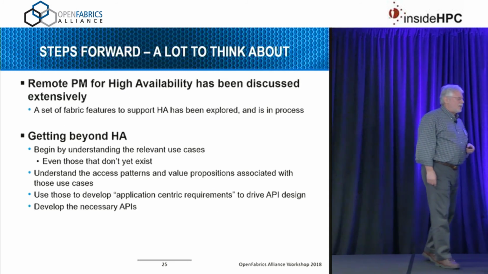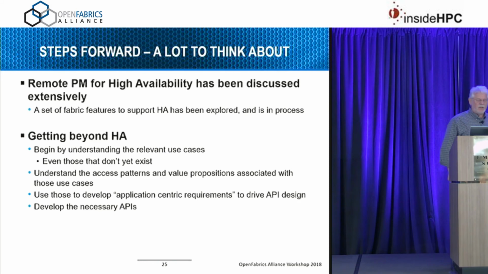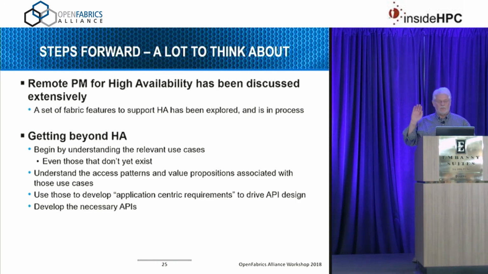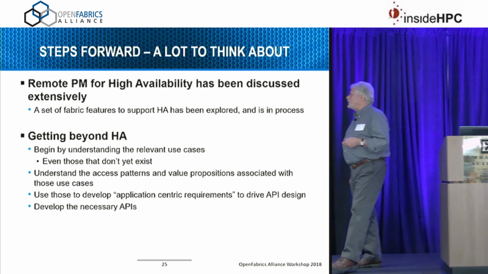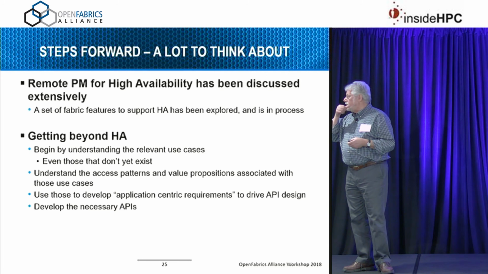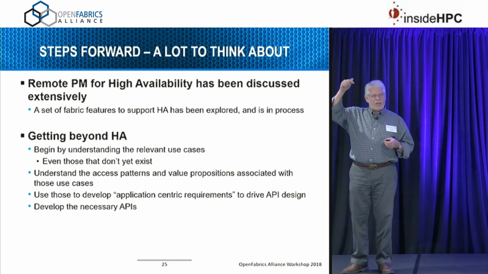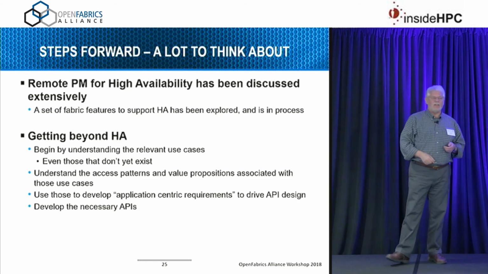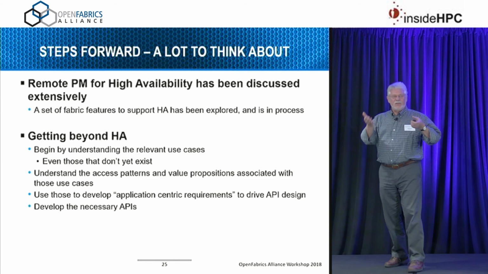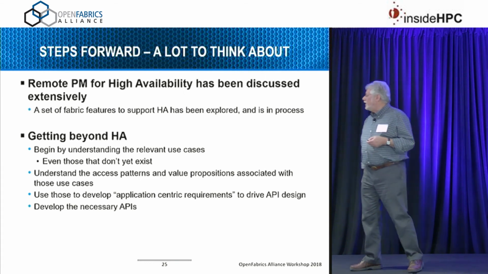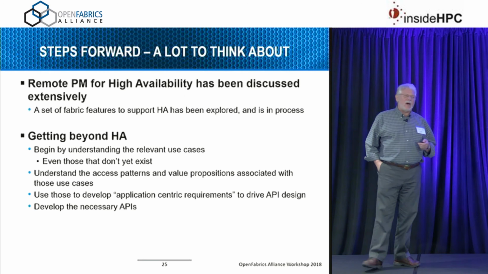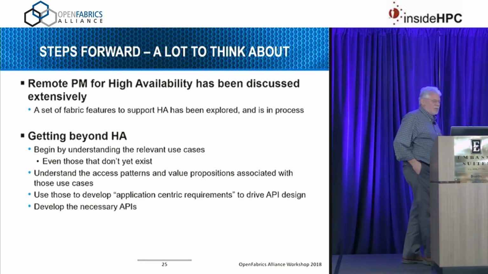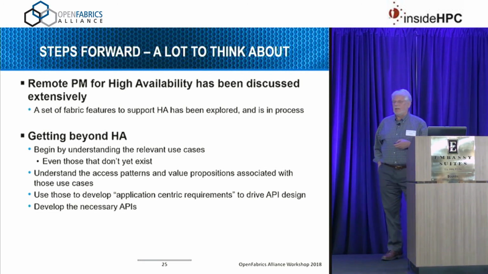Steps forward, there's a lot to think about here. So remote PM for high availability has already been discussed pretty extensively. That's well on its way. But we need to get beyond just talking about the HA use case. So I'm suggesting that we begin by understanding the relevant use cases. This is, again, the mantra, application-centric, drive it from the application down. Even though those use cases don't yet exist. We're going to make them up as we go along. There's that chicken and egg thing going on here. Understand the access patterns that come about because of those use cases and the value propositions associated with them, and then develop the necessary APIs to meet those needs.